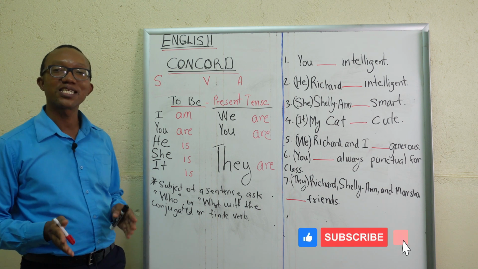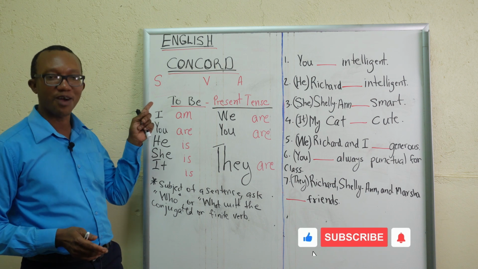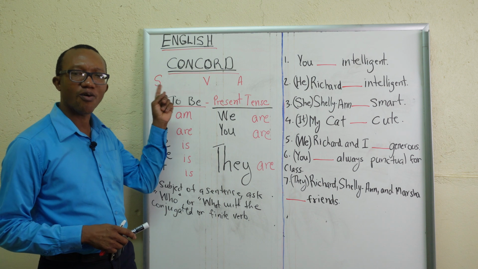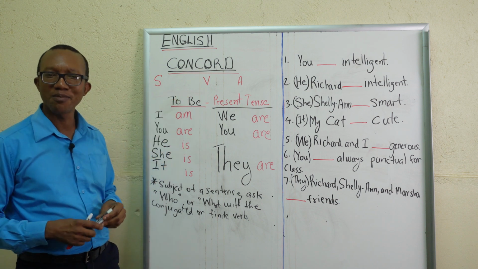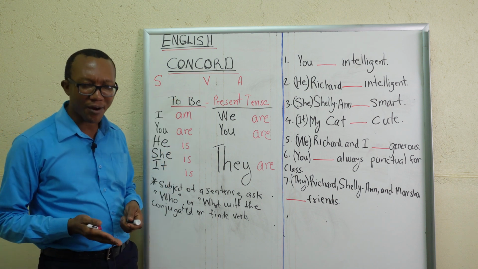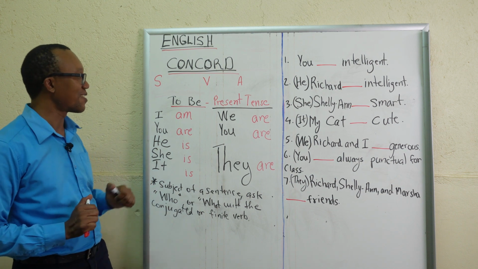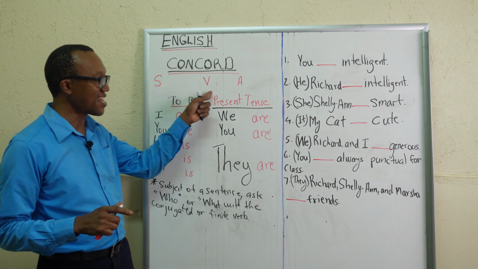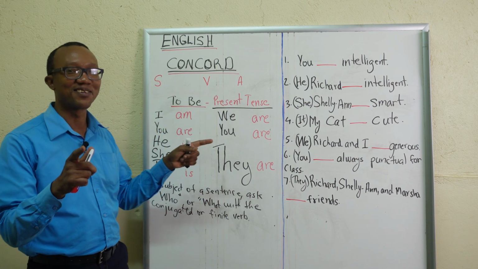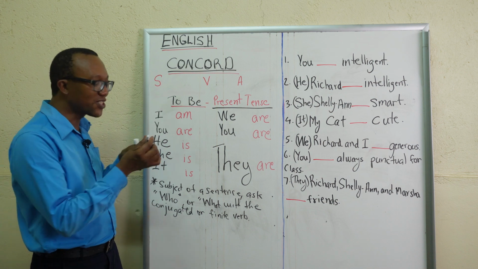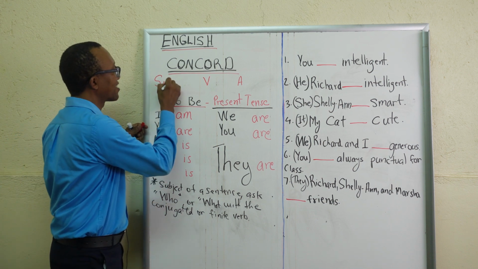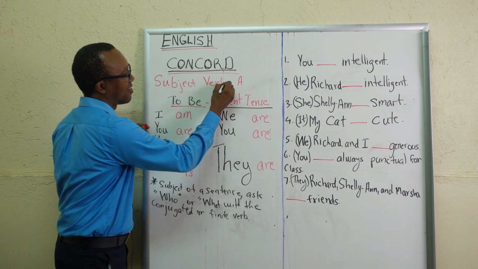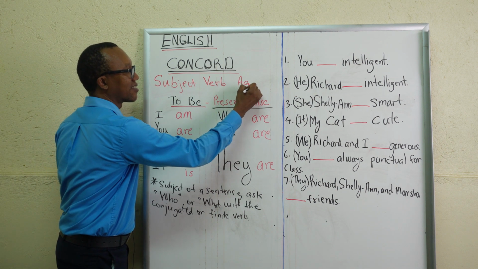Today, we turn the spotlight on English language and we're looking at the topic Concord. Now, some of you might wonder, what is Concord? Well, don't stress. I'm going to help you to guess the S, the V, and the A. Have you guessed? I'm sure you have. The S stands for subject, V for verb, A for agreement.